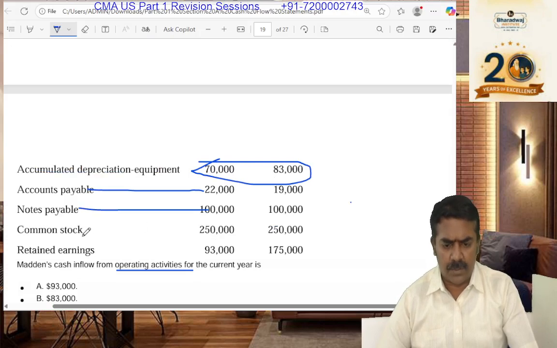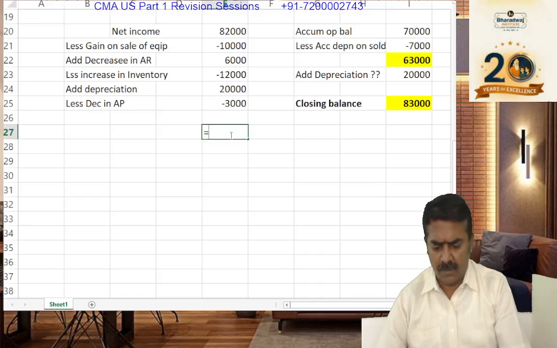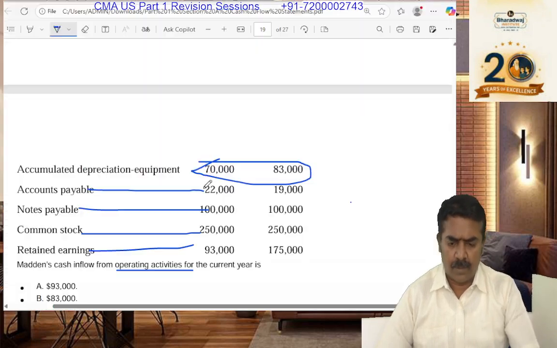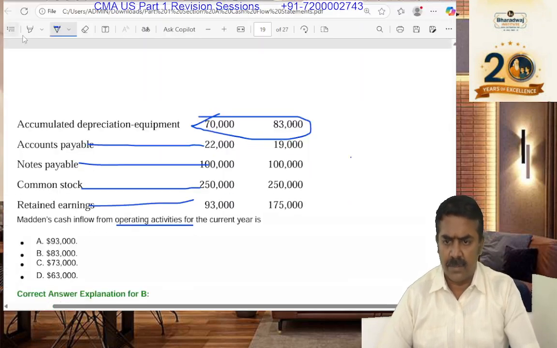Notes payable, there is no change. Common stock, there is no change. Retained earnings doesn't matter for us. When you work out, you will get which one? Cash from which activity? Operating activity. That is how much? 83,000. What is the answer? 83,000.